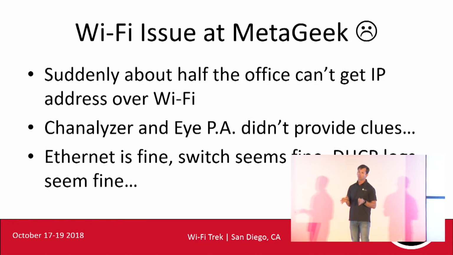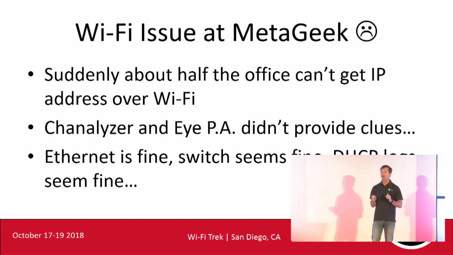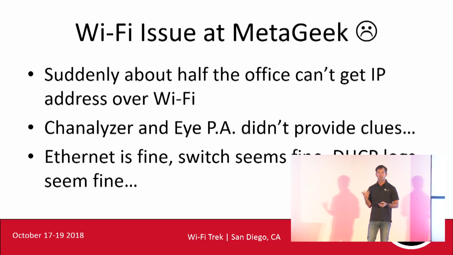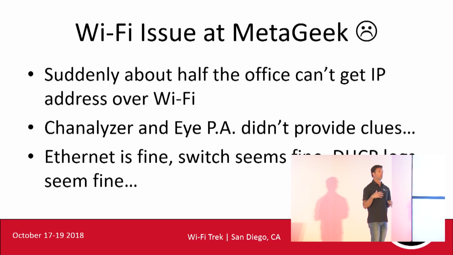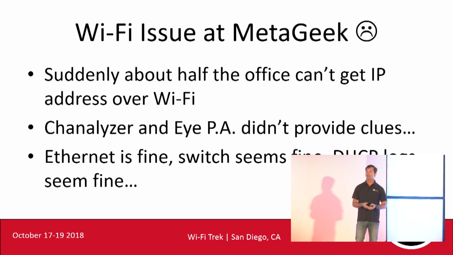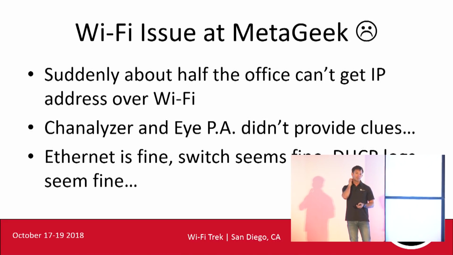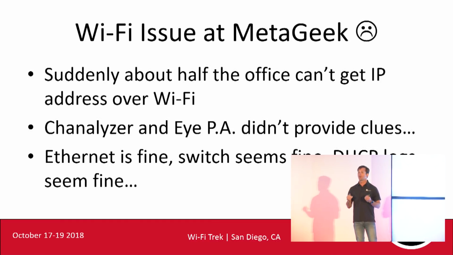I shouldn't say it stopped working. The Wi-Fi was working, but everything had been really smooth. And then one day, somebody can't get an IP address. The Wi-Fi kind of works, but you're not getting online and doing anything. By the end of the week, about half the company randomly wouldn't be able to get an IP address. You guys are probably familiar with situations like this. But this was our first big Wi-Fi issue at MetaGeek.